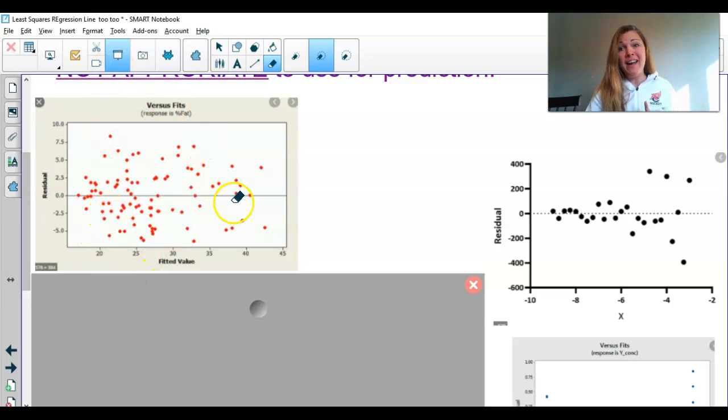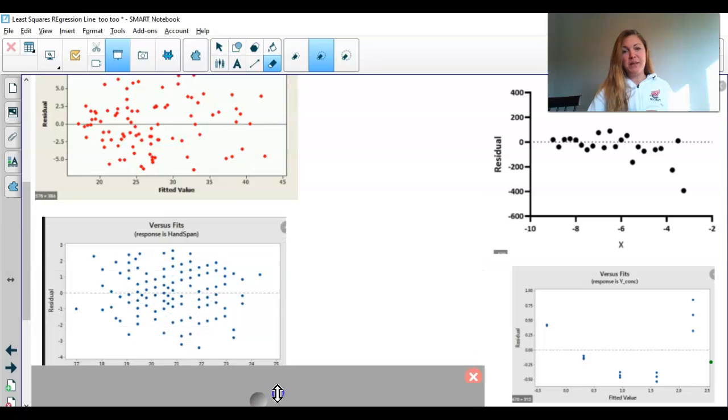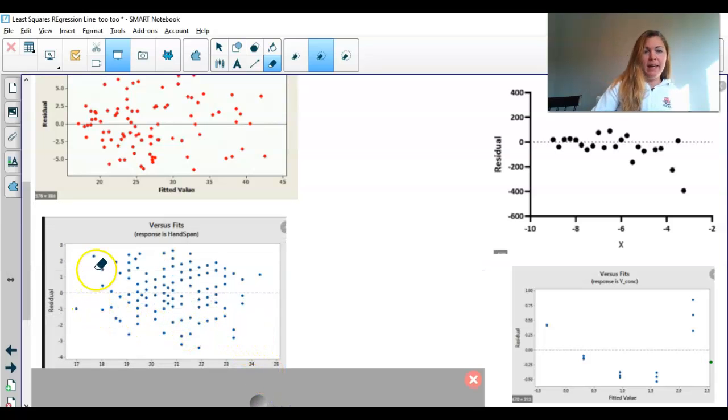Because there is no pattern in the residual plot. Here's another one that looks really nice. Again, the positive residuals, the negative residuals, nice even variation throughout. No pattern like what we see over here. Is the regression line for this data set appropriate for prediction? Yes. Why? Because there's no pattern in the residual plot.